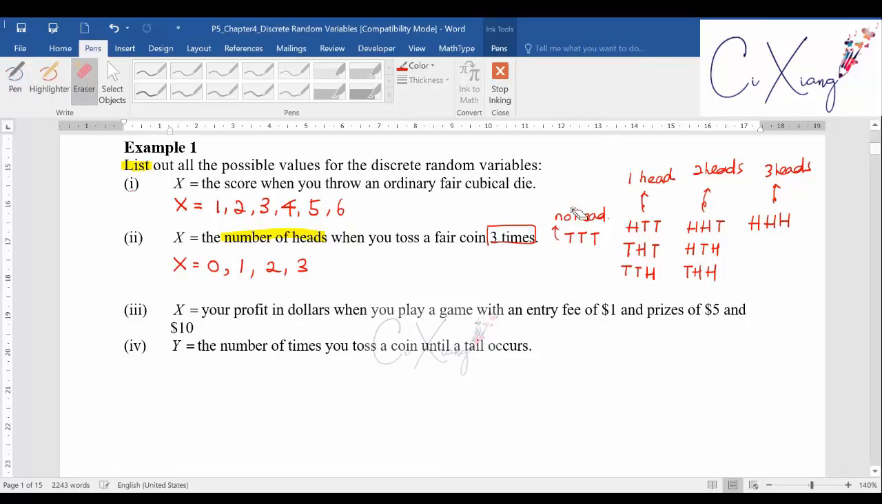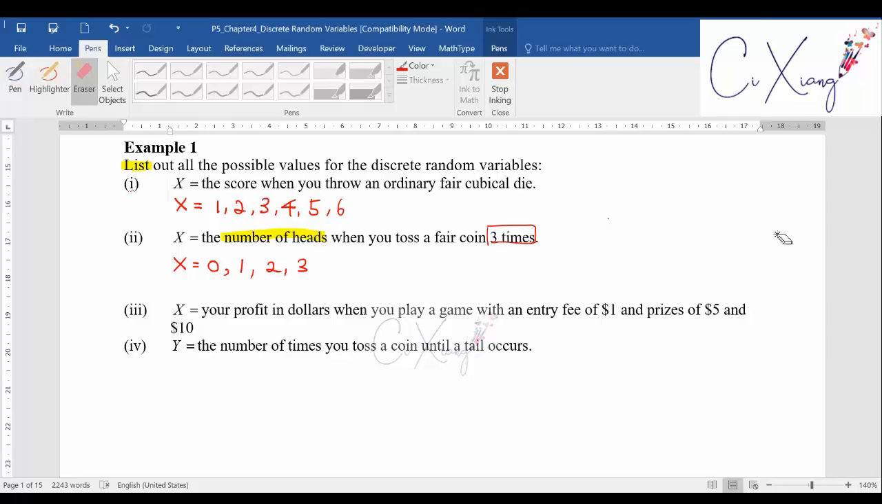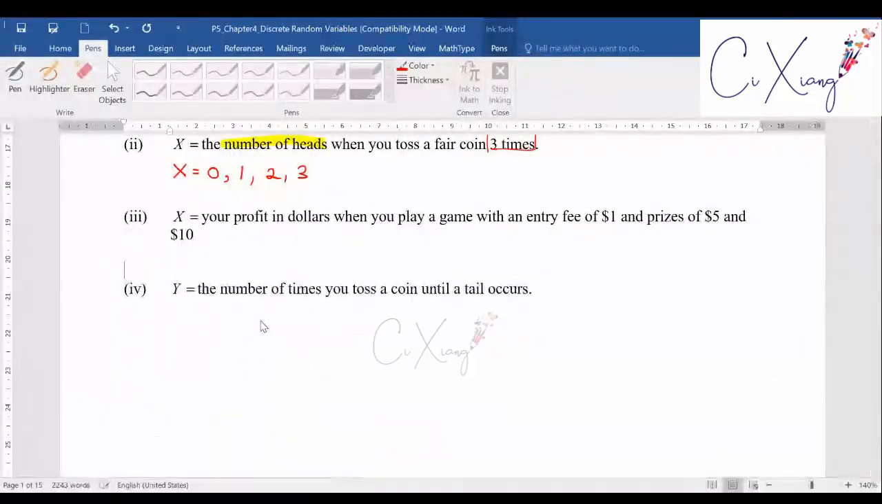If you have no problem, then can you please continue with part 3, also part 4. Try to write out the possible values of x and y. Or if you want, you can pause this video and try it out on your own first. Then only come back and check with the answer.